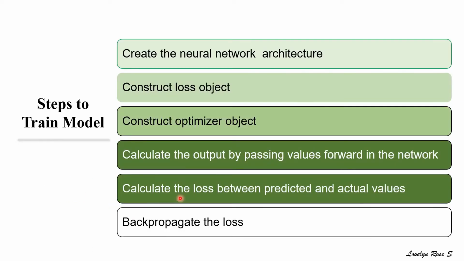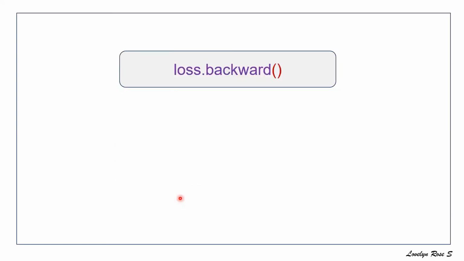I have created the architecture. I have said what loss function I want. I have said what optimizer I want. I have made a forward pass. I have calculated the loss after making a forward pass. Now I need to back propagate the loss. The loss is back propagated using loss.backward.